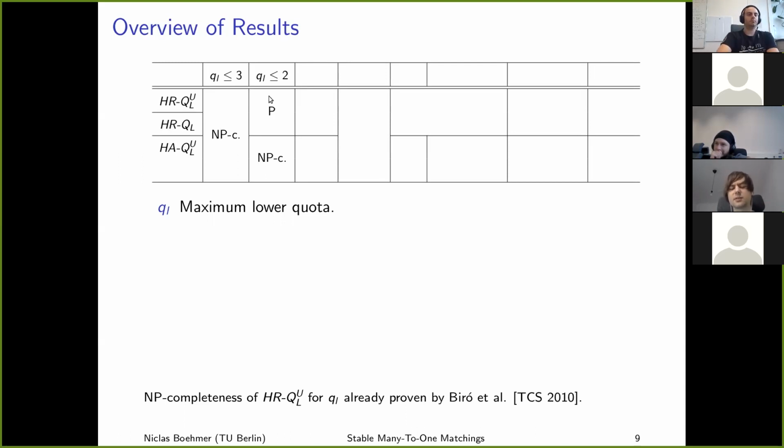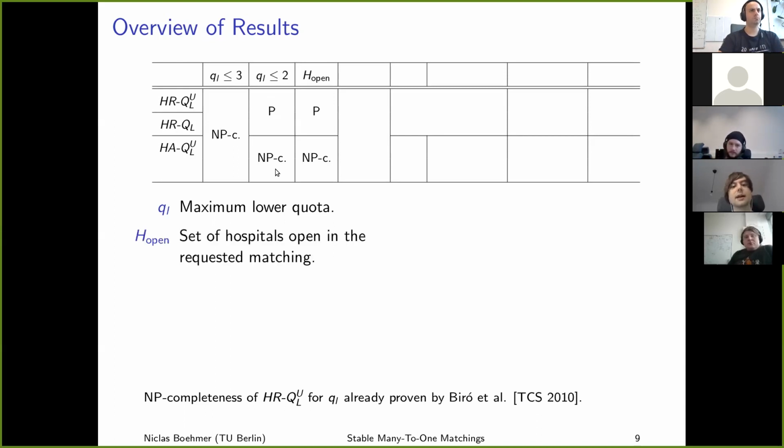It's a 6-page algorithm and a 14-page proof. So it's far from trivial to prove that if the lower quotas of hospitals are at most 2, then the 2 hospital residence problems that we looked at are solvable in polynomial time. In contrast to this, for the house allocation problem, we were able to prove NP completeness.